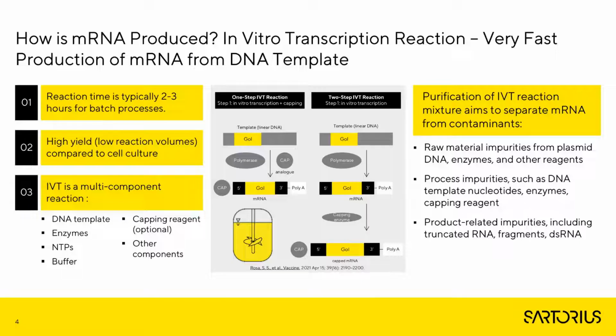But even after the IVT is optimized and you have the mRNA, raw material impurities from the plasmid and DNA, so process-related impurities like the plasmid DNA, the enzymes, and other reagents like nucleotides are present, and monitoring the removal of those is important.